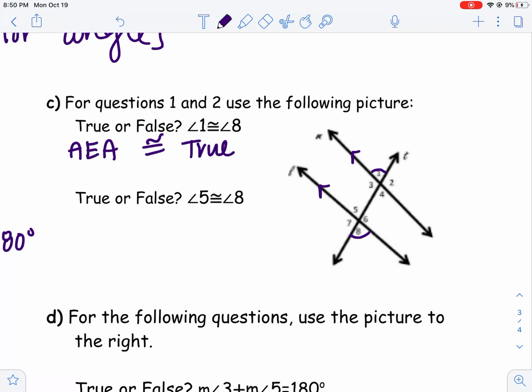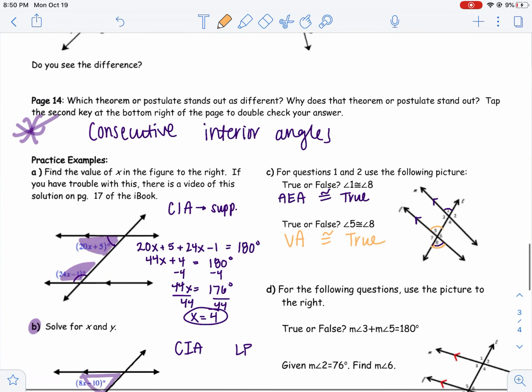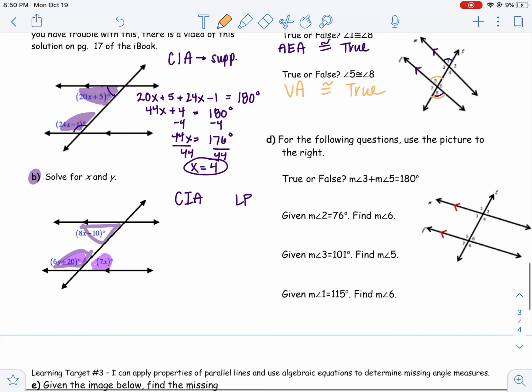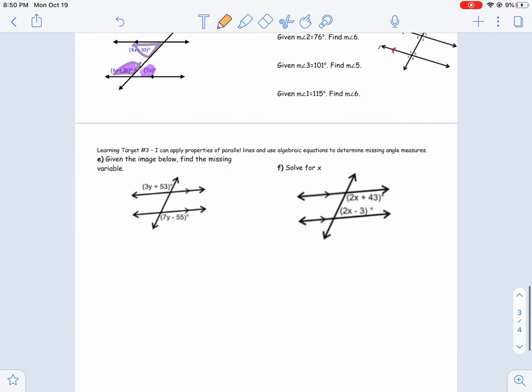What about angle 5 and angle 8? Ooh, those look like a special type of angle that we've learned about before. Those look like vertical angles, which indeed are also congruent. Okay, so we still have to hold on to those old ones that we've learned. And you all are going to do D, okay? So we have to ask ourselves true or false and then find out what the missing angles are, okay?